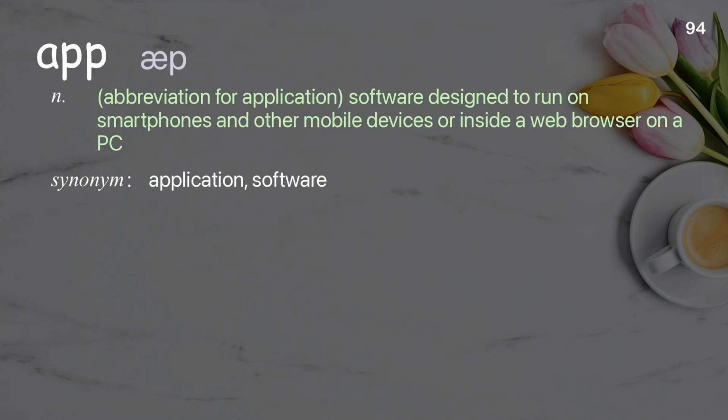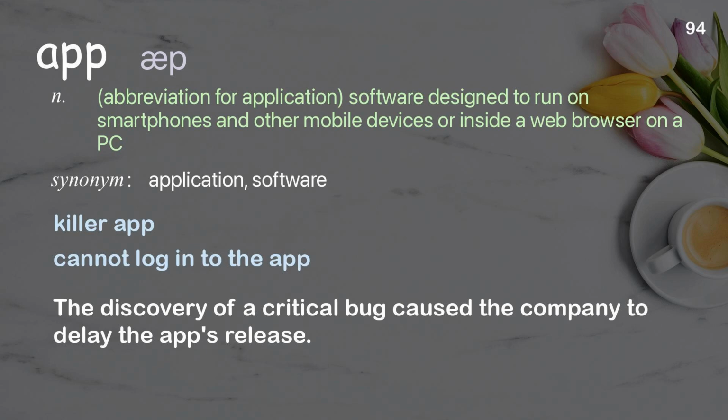App. Abbreviation for application, software designed to run on smartphones and other mobile devices or inside a web browser on a PC. Examples. Killer app. Cannot log into the app. The discovery of a critical bug caused the company to delay the app's release.